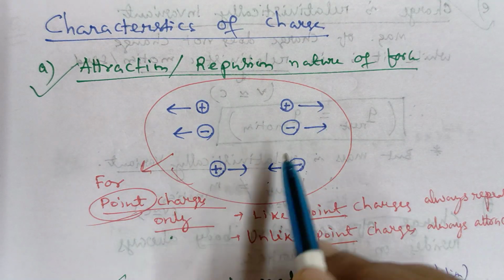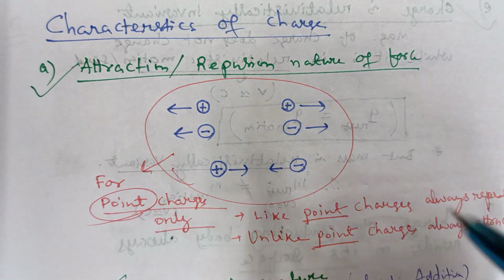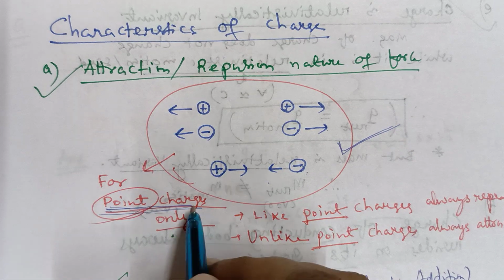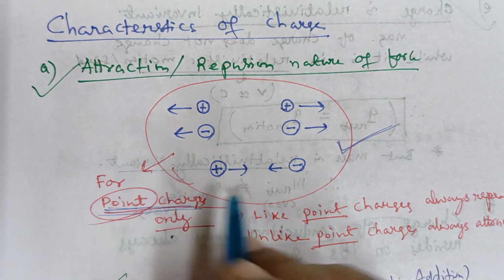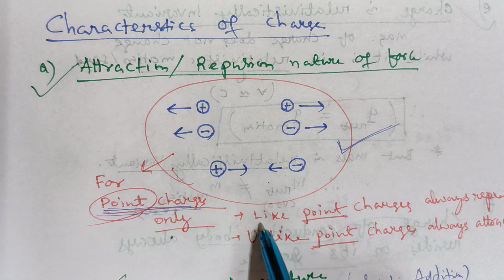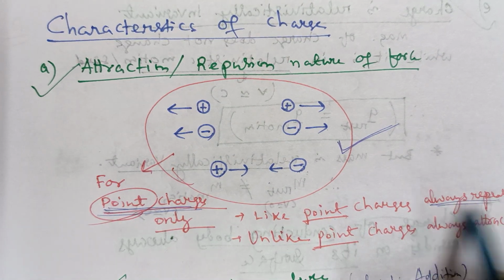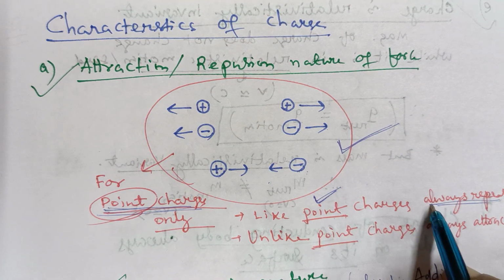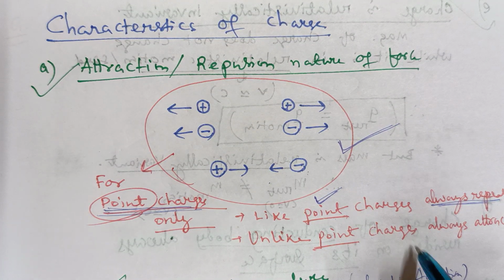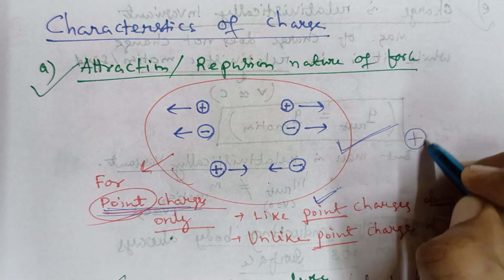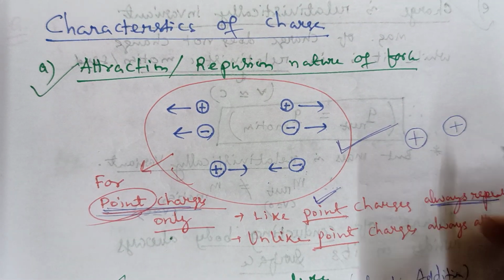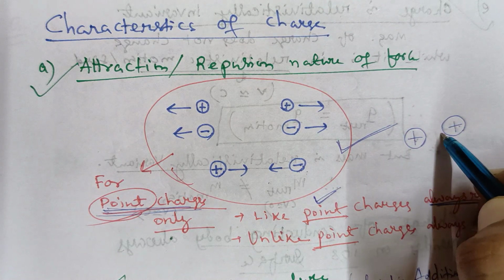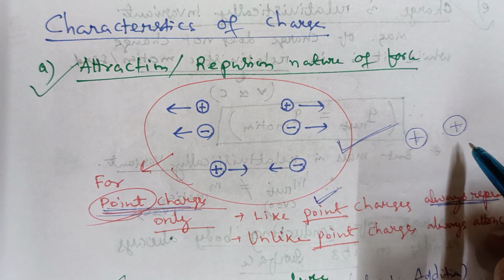But that is a vital point we have to discuss. This statement is only valid if it is a point charge. So you can say two like point charges always repel. If you write the word point charges, then you can say that like charges always repel, otherwise not. In a later class I will discuss with you that two positive charges sometimes attract each other. Why they attract, we will discuss later.